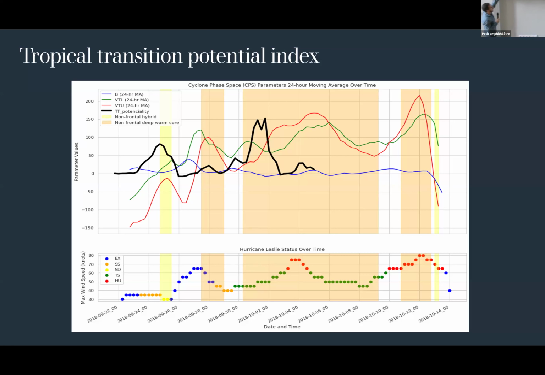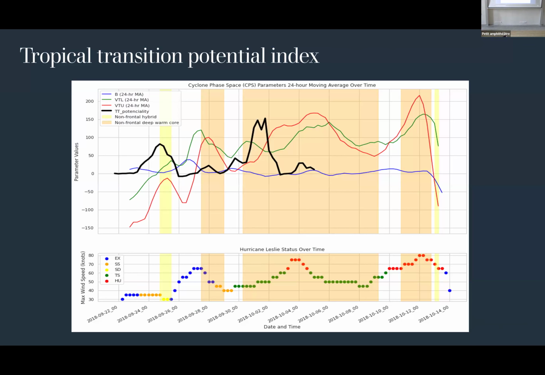And this is not following the same evolution as the cyclone phase space, as you can see, because in the cyclone phase space the B and thermal wind values are increasing. So it's a non-frontal warm core, but this index can tell you that this is not a tropical transition. So we are still working on that, but let's see what happens.